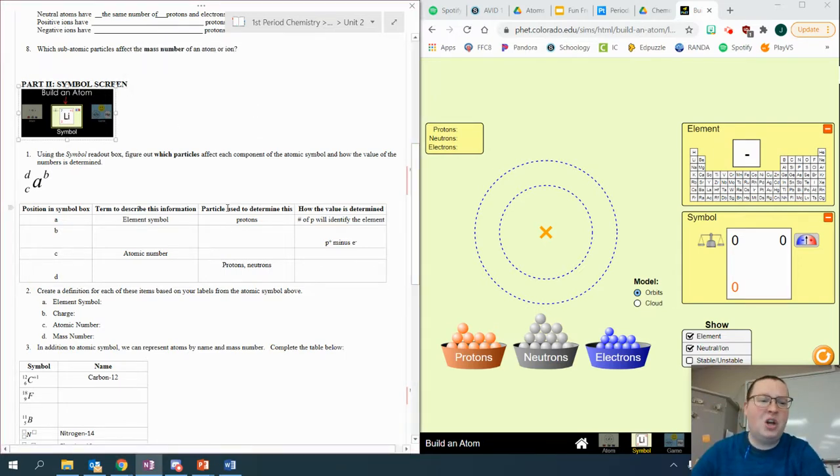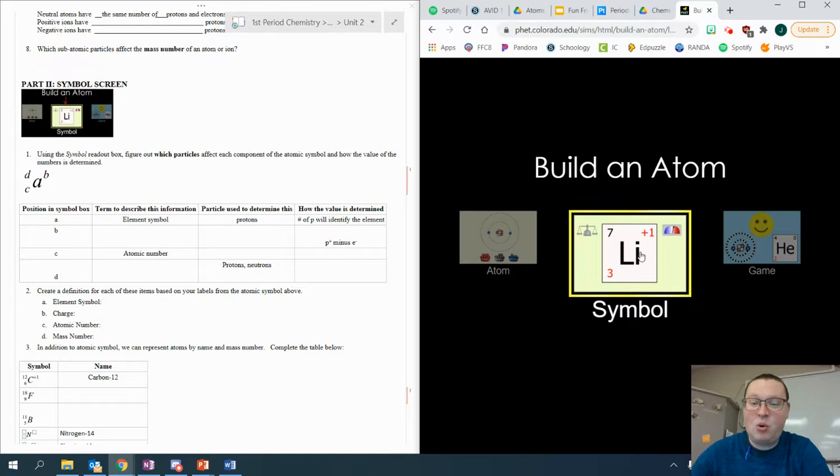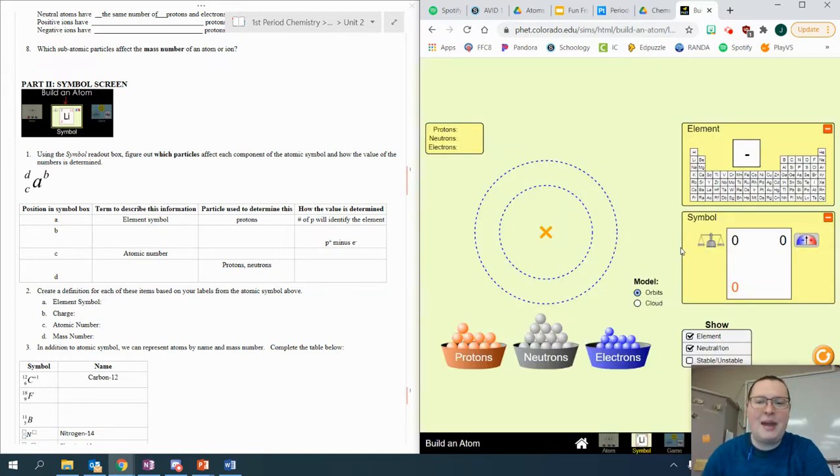So what I'm mostly going to help with is number 1 right here, decoding this weird A, B, D, C symbol there using the build and atom simulation. First, make sure that you are on the symbol screen, because what we're trying to match up is the symbol A, B, C, D over here with the symbol that's on the screen here, and just figuring out which parts of that symbol are affected by which specific subatomic particles, protons, neutrons, or electrons.